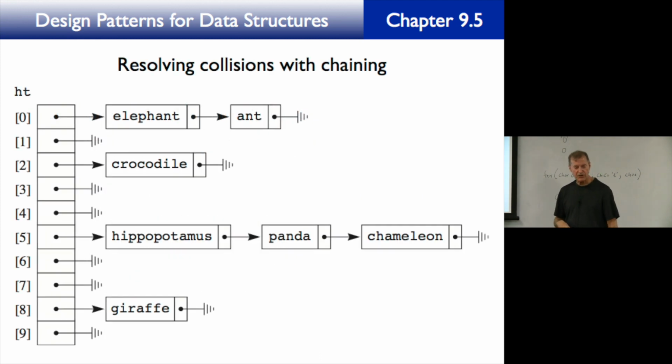So here's a picture of how to resolve the collisions with chaining. What happens now is that our hash table, HT, is now a hash table of linked lists. When the elephant collided with the ant, they just go on the linked list together. Are you with me? The crocodile didn't collide with anybody, but the hippo and the panda and the chameleon all collided, so they're just on this linked list together, and then the giraffe. Everybody see how that works?